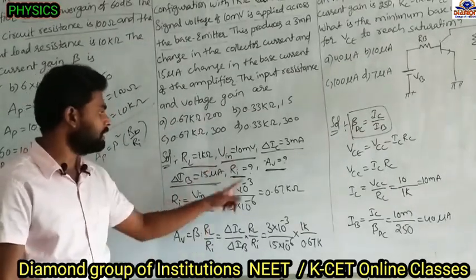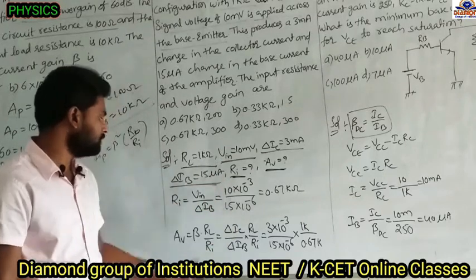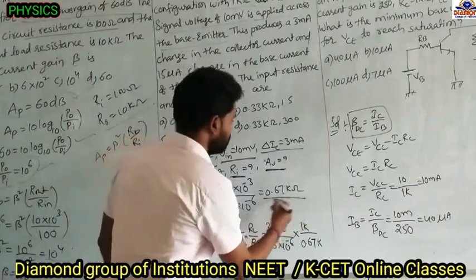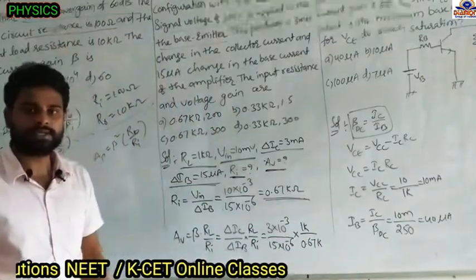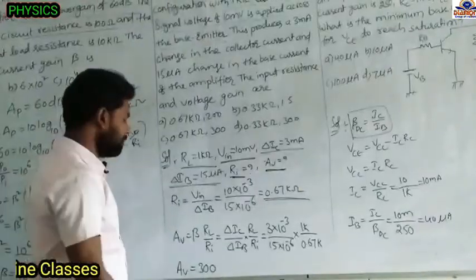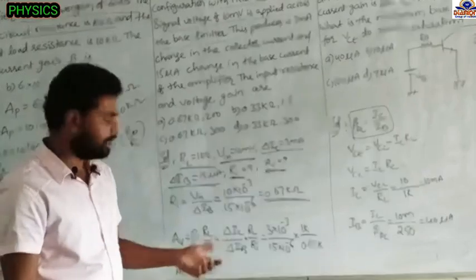Input voltage is 10 millivolts, input current is 15 microamperes, 15 into 10 power minus 6. Then the input resistance we got is 0.67 kilo ohms. Next they are asking for the voltage gain. Voltage gain equals current gain into resistance gain, RL by RA. But the current gain is not given.